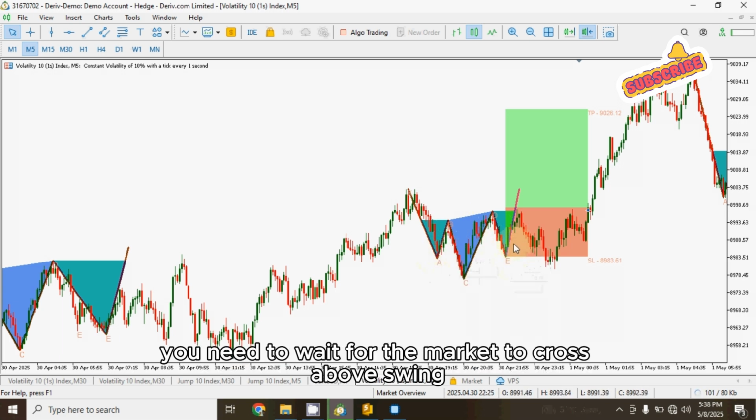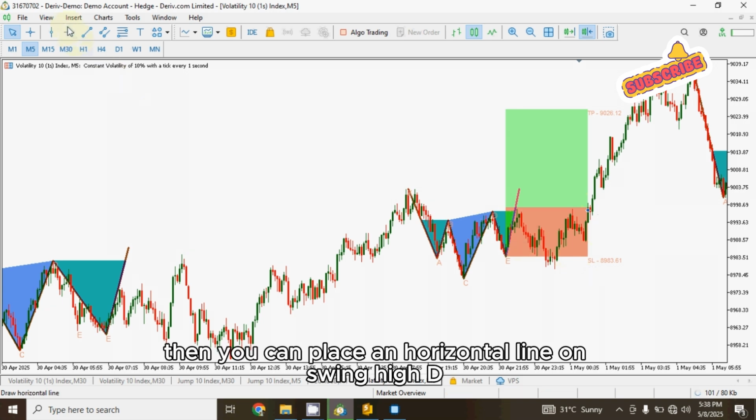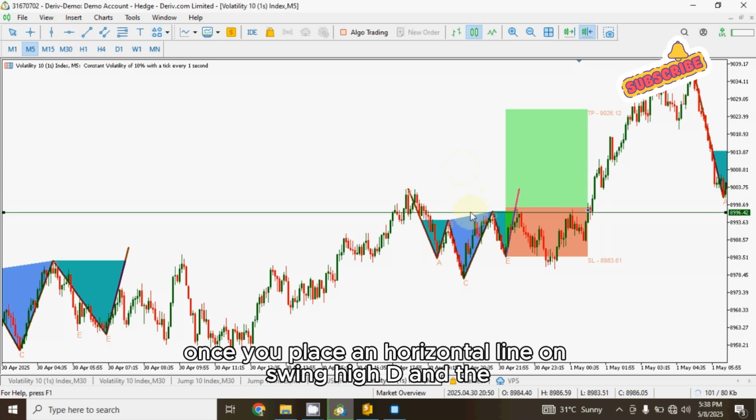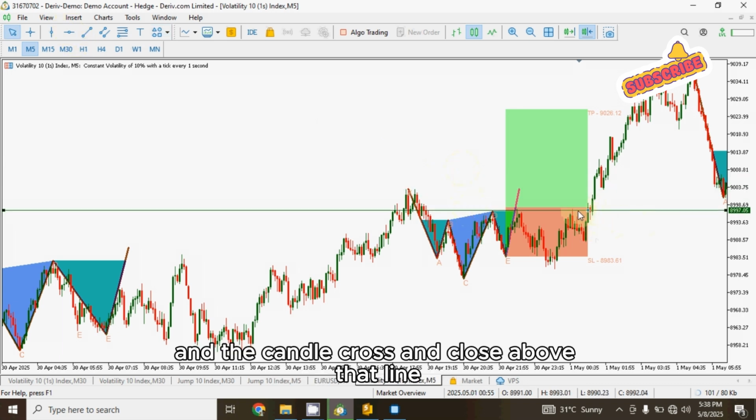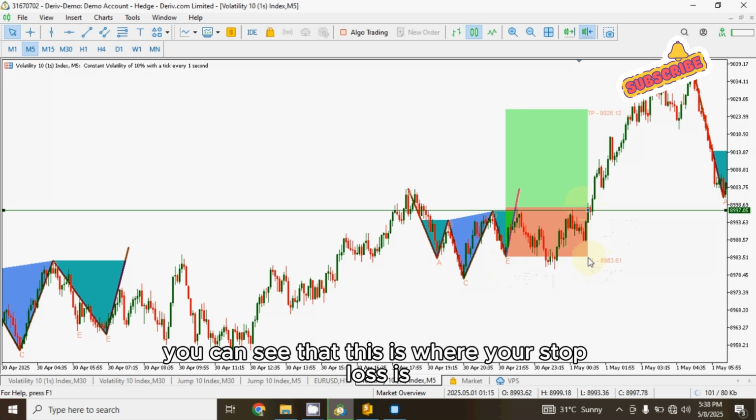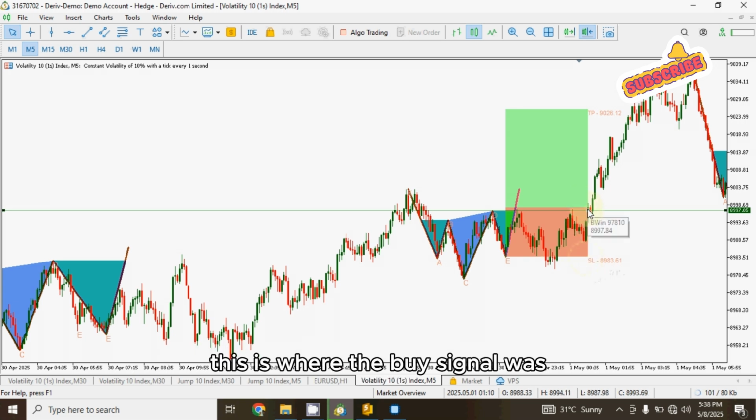Then after that, you need to wait for the market to cross above swing high D. Then you can place a horizontal line on swing high D. Once you place a horizontal line on swing high D and the candle crosses and closes above that line, you place a buy trade. Your stop loss will be at E. You can see that this is where your stop loss is. This is where the buy signal was.